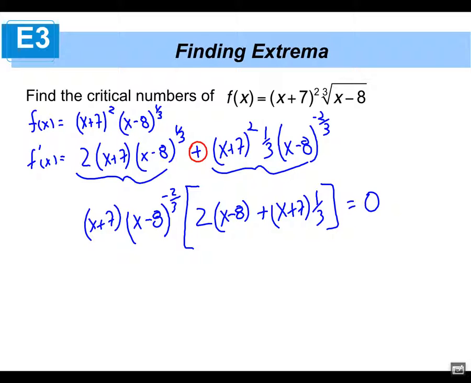Actually, the 1/3 x plus 7. The 1/3 came from here. You just put it behind. When I took the derivative, I just moved it in the back. Because of this whole thing, the x minus 8 went away.